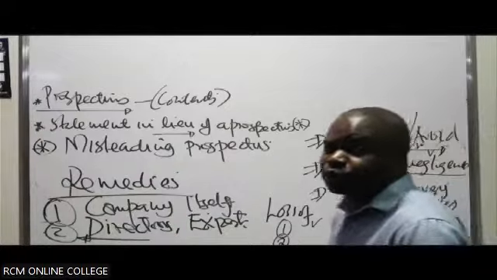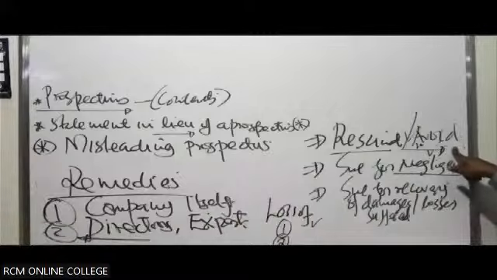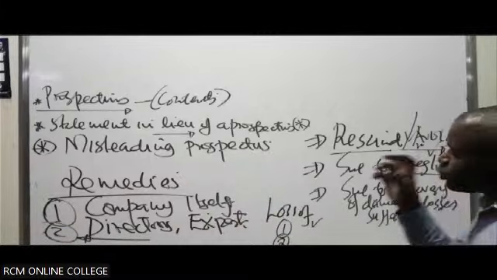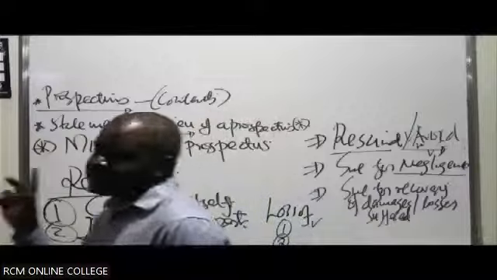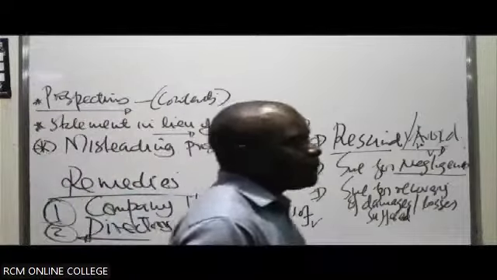Number two, if you don't do it within a reasonable time, don't wait for a very long period of time to seek to resign or avoid the contract of allotment. It must be within a very short period of time after allotment of the shares, after the allotment of the shares has actually been done by the company.